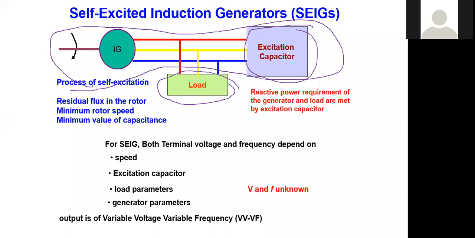So directly we cannot feed it to the load, because for an isolated load, the voltage value is fixed. For example, for a ceiling fan, the voltage value is 230 volt, 50 hertz. Similarly for a three-phase machine, 400 volt, 50 hertz. From the generator, we get variable voltage and variable frequency, so we need a power electronic controller. The role of the power electronic controller is to convert variable voltage, variable frequency to fixed voltage, fixed frequency.